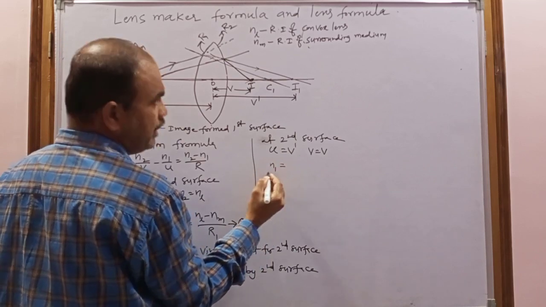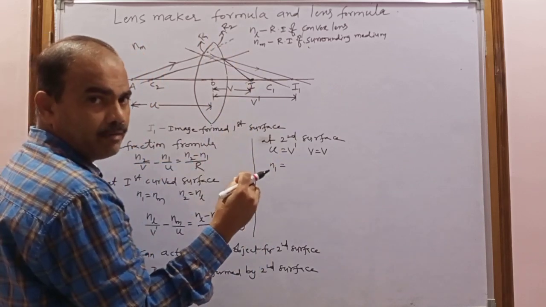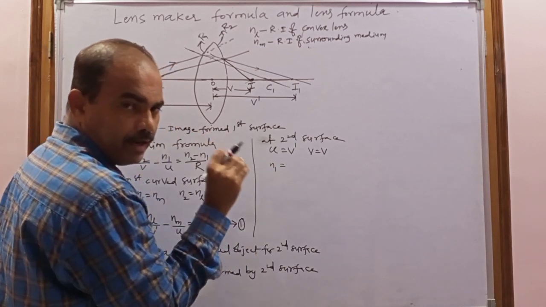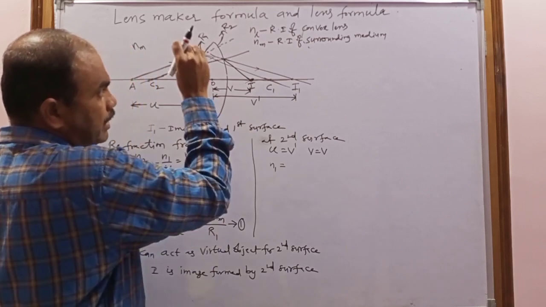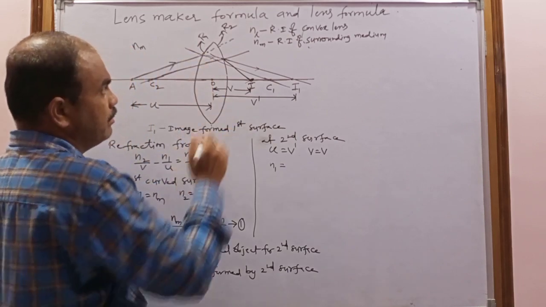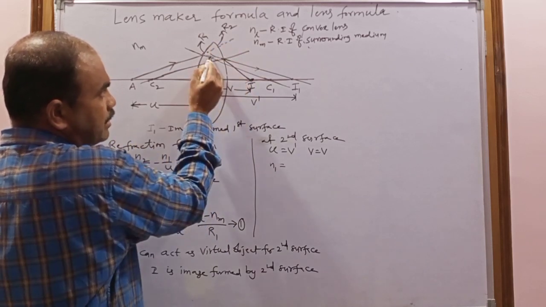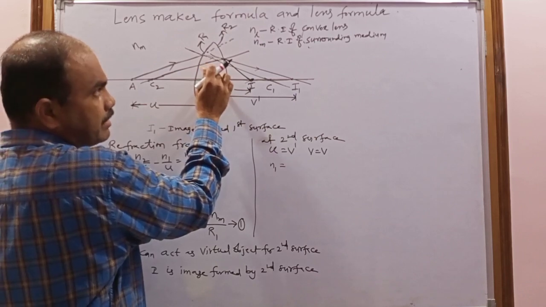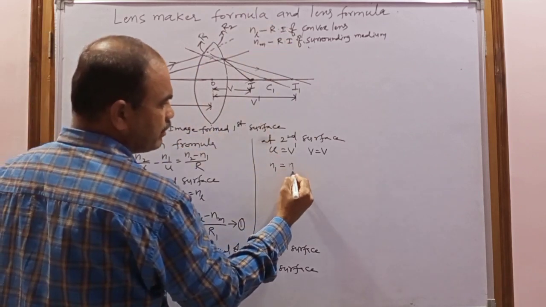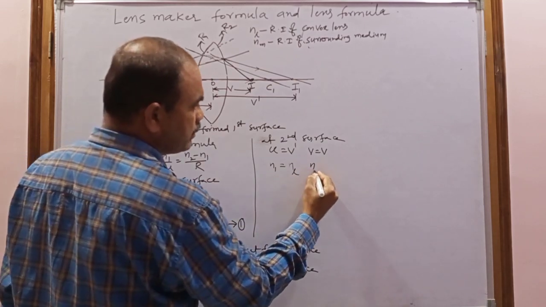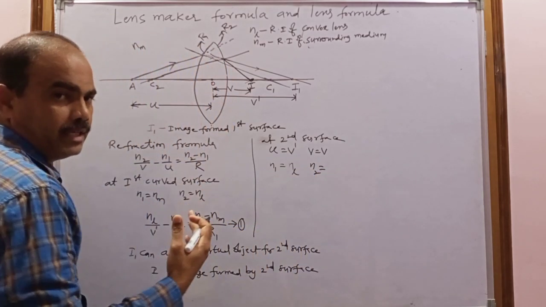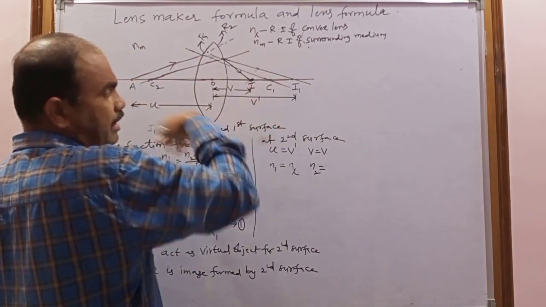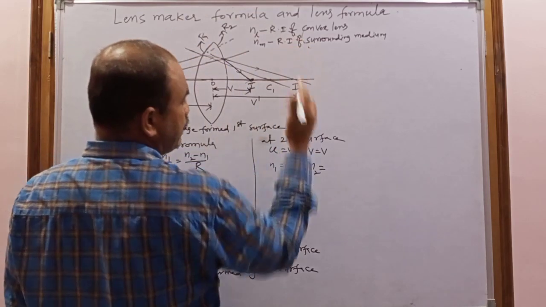N1 is the medium in which the incident ray is traveling. For the second surface, the incident ray is this ray, which is traveling inside the lens. So the refractive index of the lens is taken as N1. And N2 means the second refractive index, the medium in which the refracted ray is traveling. This is the refracted ray, traveling in the surrounding medium. The surrounding medium refractive index is Nm.